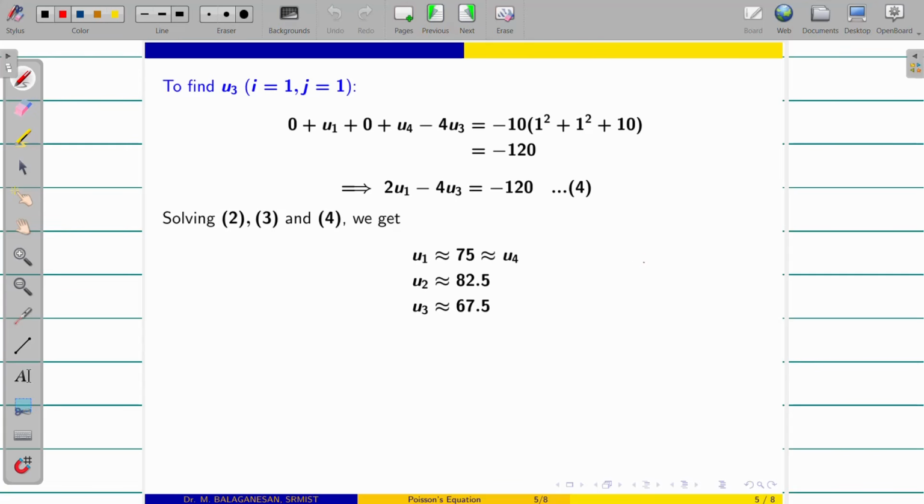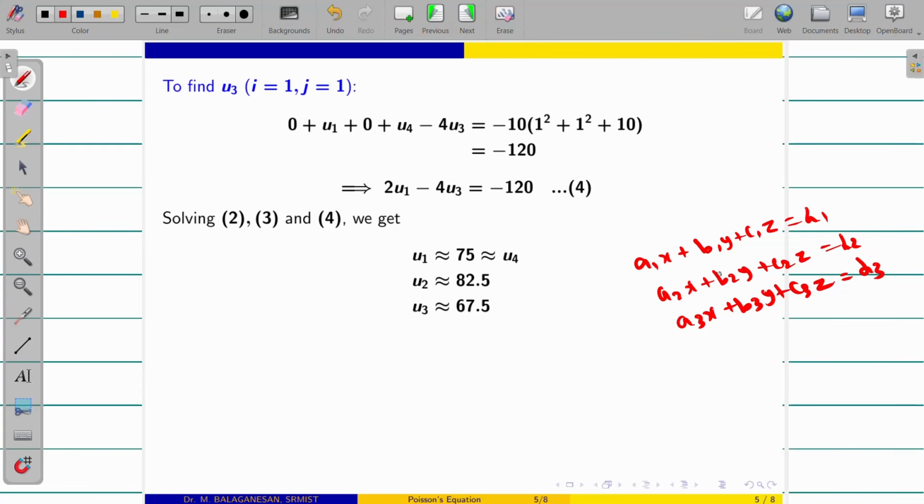Guys, do you know how to solve? For example, a1x plus b1y plus c1z equal to d1, a2x plus b2y plus c2z equal to d2, a3x plus b3y plus c3z equal to d3. Press your calculator mode 3 or 4 times, equation mode will come. Press that one, and it will ask two unknowns or three unknowns. Here we have three unknowns, u1, u2, u3.